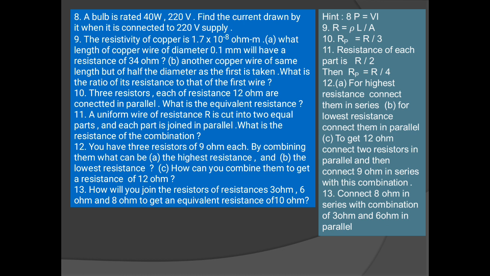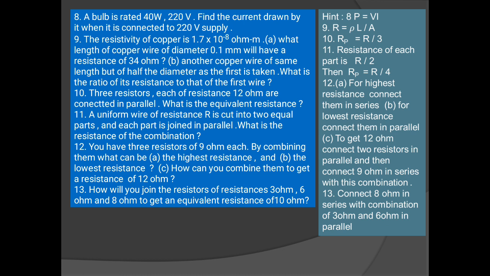In question number 11, a uniform wire of resistance R is cut into 2 equal parts and each part is joined in parallel. What is the resistance of the combination? Question 11. First of all, you find the resistance of each part, that is R by 2. Then you use Rp equal to (R by 2) by 2. So it is R by 4.